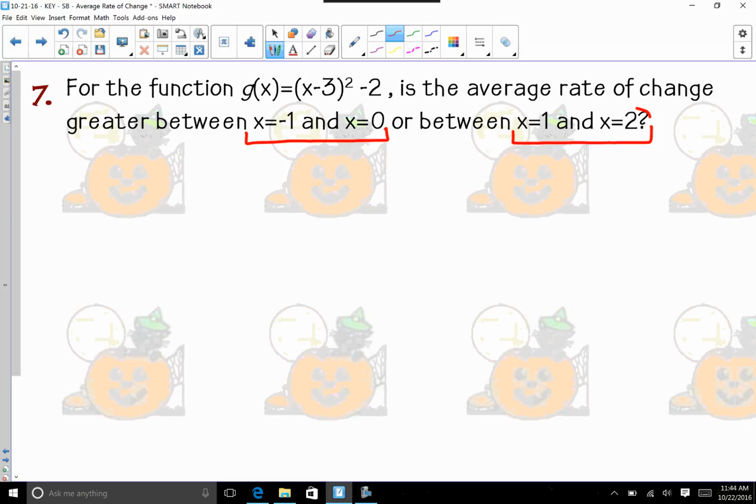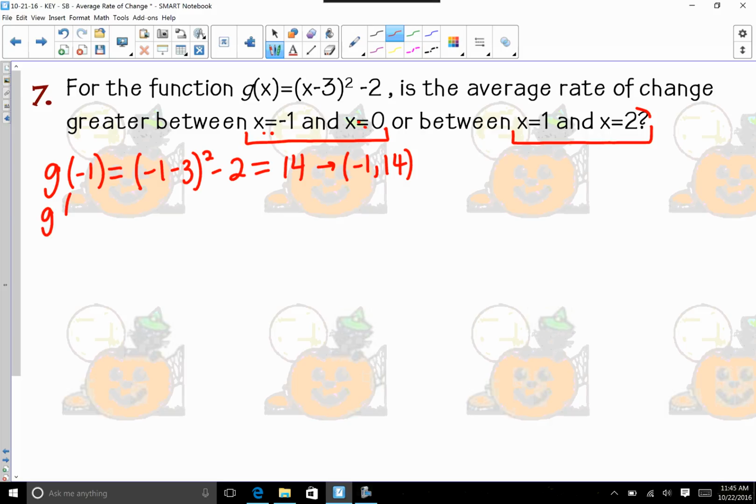So the first thing I need to do is plug in each of these points and find the average rate of change there. So I'm going to plug -1 into my function. I get (-1 minus 3) squared minus 2. That's going to give you -1 minus 3 is -4. -4 squared is 16, and 16 minus 2 is 14. So the ordered pair here is (-1, 14). Then I'm going to plug in a 0.